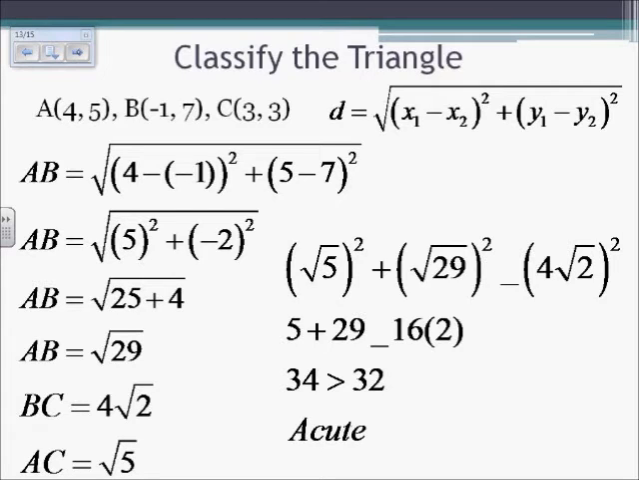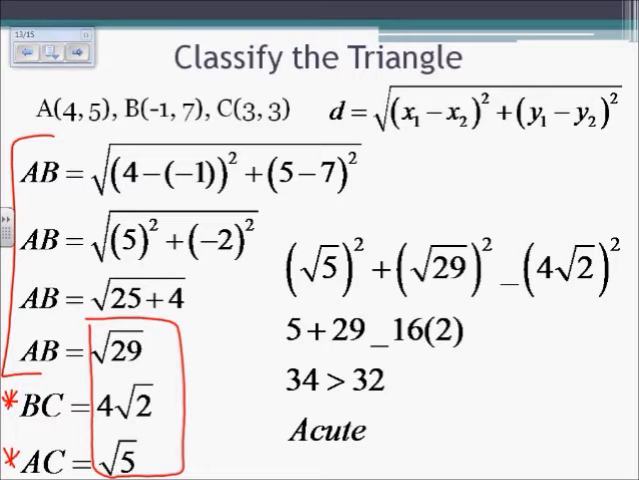You first need to find, just recapping, you first need to find the lengths of all 3 sides using the distance formula. So repeating this process for BC and AC, I just gave you the results. Then determining which one's the largest of the 3. After looking at it, you would determine that this one is the largest of the 3.